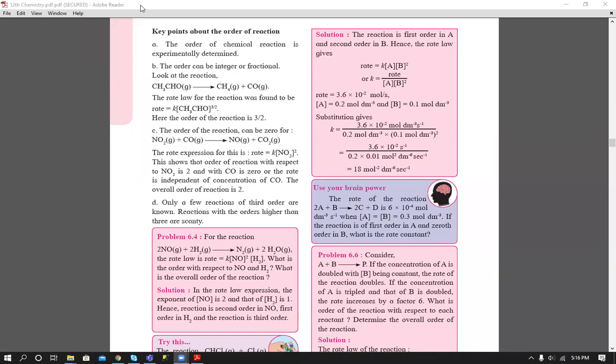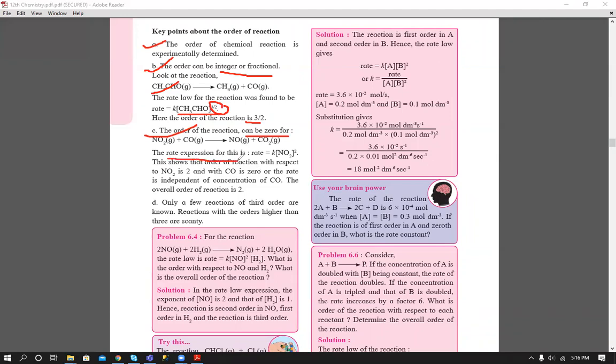Key points for the order of reaction. The order of a chemical reaction is experimentally determined. We cannot write it on our own. The order can be integral or fractional. It can be 1 by 2, 3 by 2, or any integer. It is shown with an example of a rate law having a fractional order. The order of reaction can also be 0, meaning the rate does not depend on any of the concentrations. Then the reaction is called a zero order reaction.